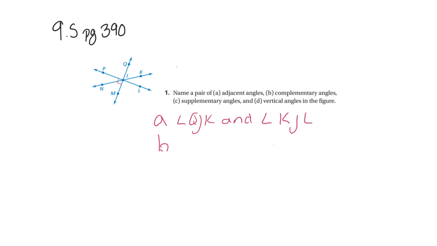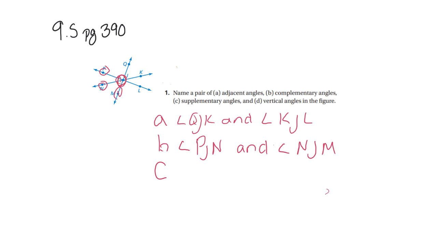So now let's go for B. B is complementary angles. Remember, those are two angles that come to meet a 90 degree angle. I'm going to use this one right here because I know that's a 90 degree angle because it has that nice little box there for me. So I'll use angle PJN and angle NJM. So that's this angle and this angle. They come together to equal that 90 degree angle.